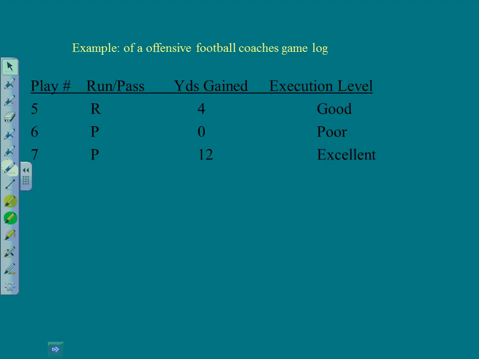Next example. An example of an offensive football coach's game log. We have a play number, whether we are run or pass, the yards gained on the play, and then the offensive football coach rated the execution level of the play, whether it was good, poor, excellent, or maybe something else. Okay. First question, what are the individuals? Talk amongst your neighbors. What are the individuals in this situation?